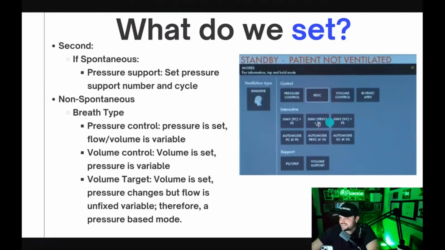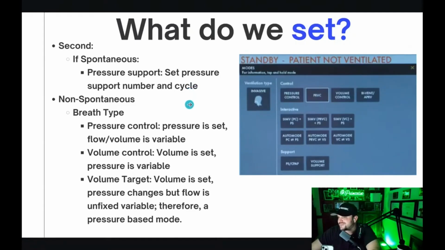Okay. So the next thing is if you're going to do spontaneous, so pressure support, then you're going to have to set some pressure support number. So PS of 10, PS of 15, PS of 8, some number. And then a cycling threshold, which is going to be a little bit too confusing, I think, for this talk, because I'm trying to keep it super simple.